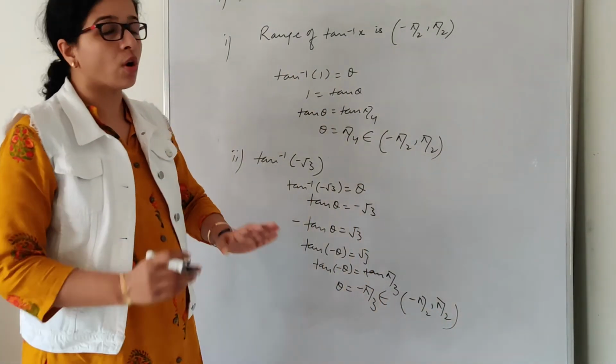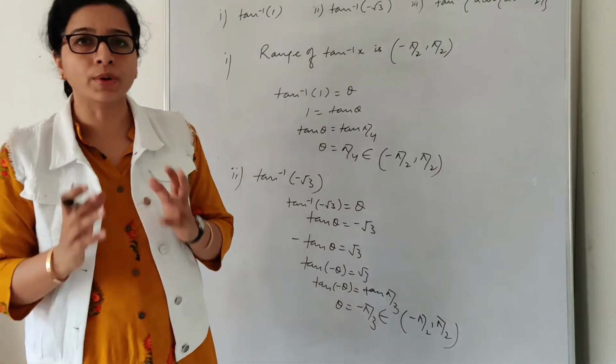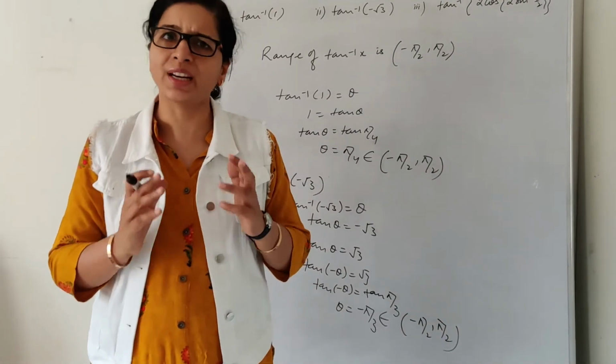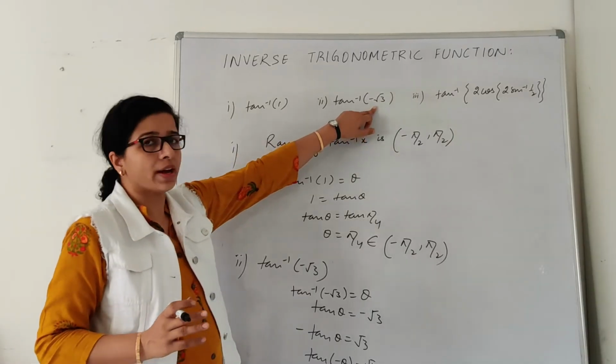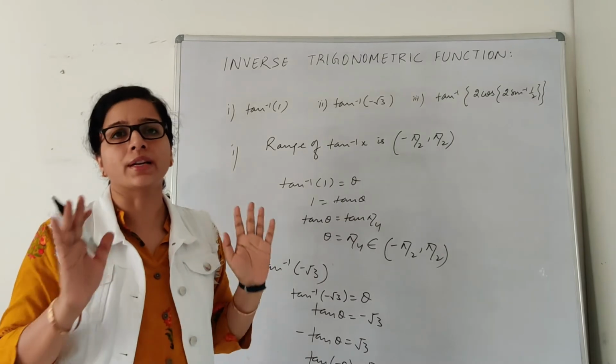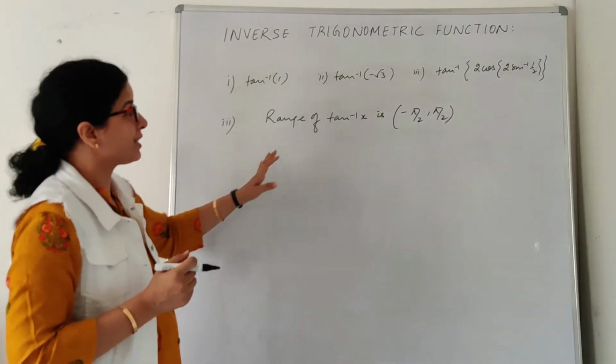Is that clear? So always when you are finding the value in the principal branch, just check whether whatever angle you are calculating lies in the range or not. Whenever the value is negative, just find the angle and substitute a minus sign before it. Now let us check the third part.